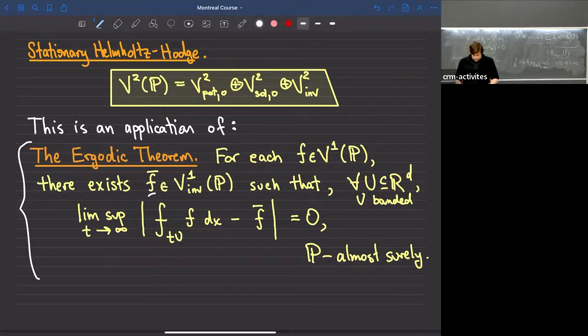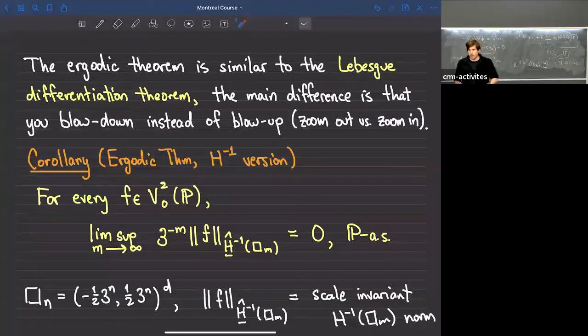Okay. How do you prove the ergodic theorem? Well, the ergodic theorem is just the same as the Lebesgue differentiation theorem. It's just that you blow down instead of blow up. So you take the proof of the Lebesgue differentiation theorem and you do everything backwards, and that's it. It really is like you prove a maximal inequality, and all the same bounds are the same, and it's really just a blow down Lebesgue differentiation theorem. So let me state... So you're supposed to stop at 50.